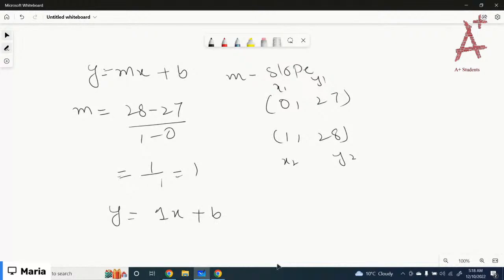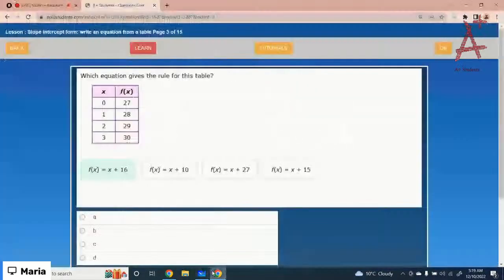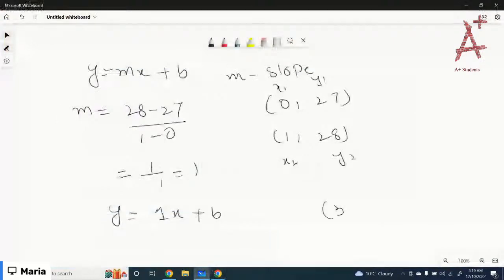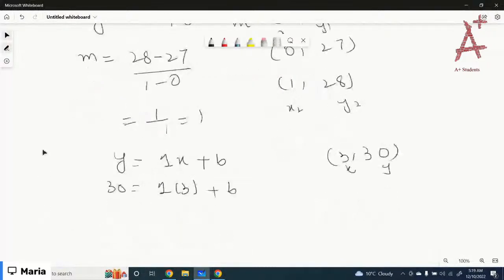Use any point from the table. I'm using 3 and 30 to find the b. X is 3, y is 30. So it is 30 equals 1 times 3 plus b. So it would be 30 equals 3 plus b. Move the 3 to the other side, it would then be 30 subtract 3 equals b. So 30 subtract 3 is 27 equals b.